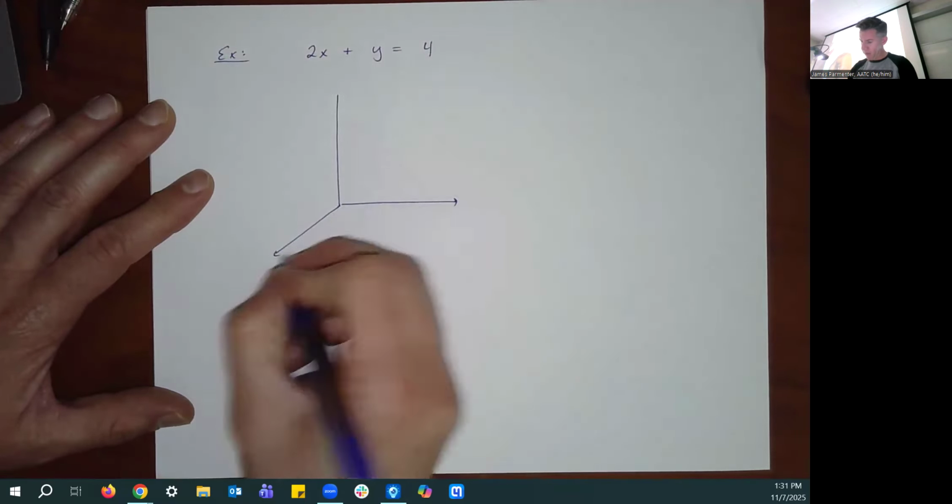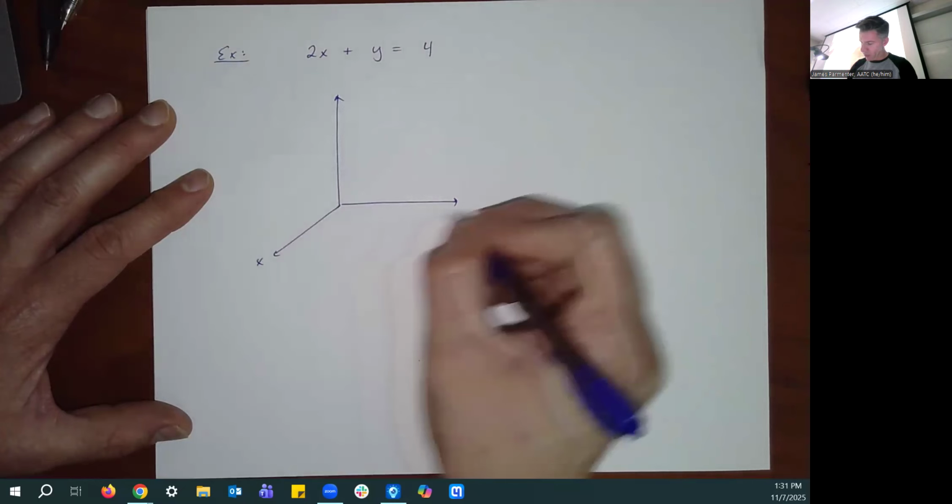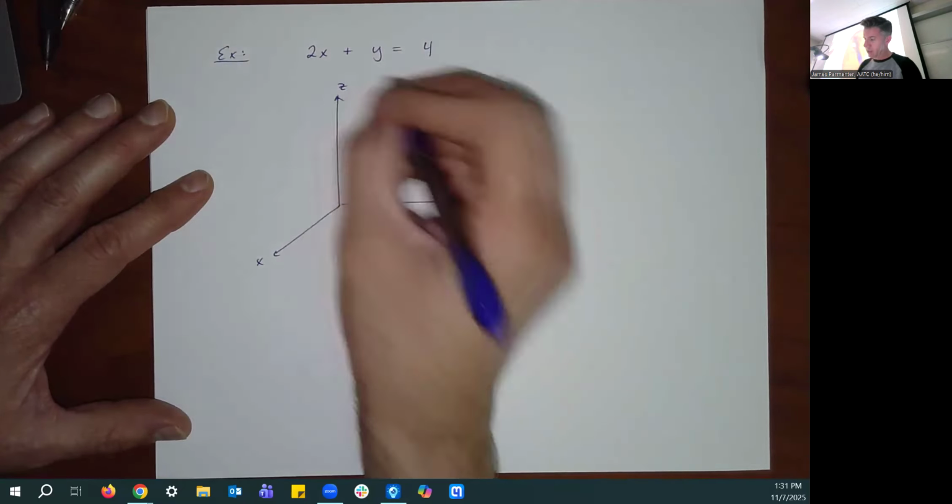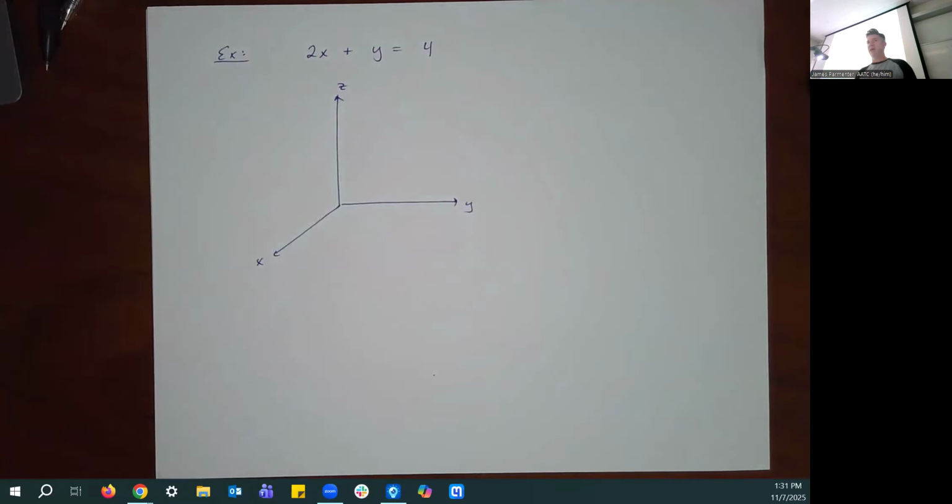Now, you might notice every time I'm drawing this XYZ 3-dimensional coordinate system, I'm only drawing the positive parts. And that's because I've been picking examples where the important things have been positive. But if one of my intercepts was negative, I would definitely be drawing the negative half of the axis as well.